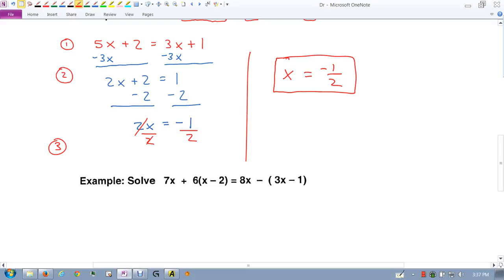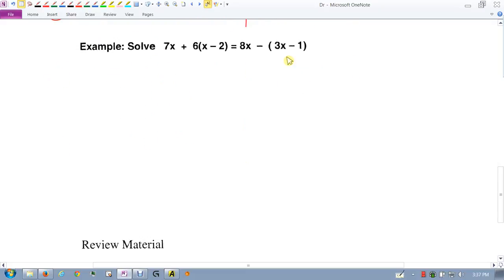Questions? All right. You all seem to be pros at this. So you go ahead and try this one. First step, clear parentheses. Then collect like terms. Then get all your x's on one side. Then clear the coefficient. See if you can follow the process.